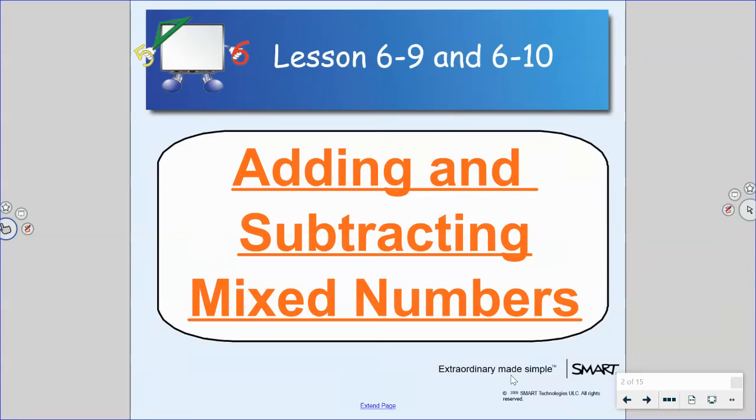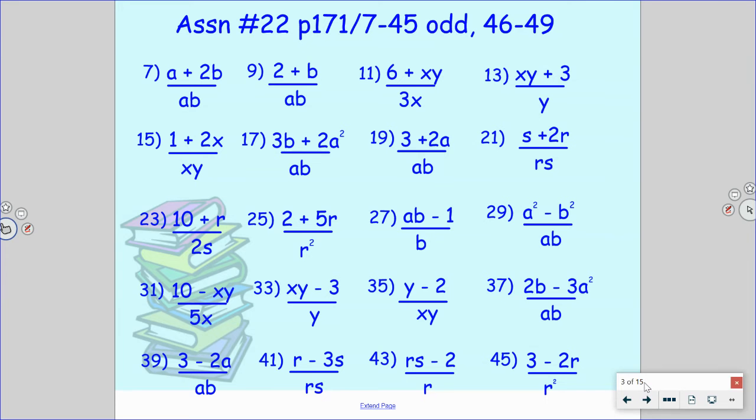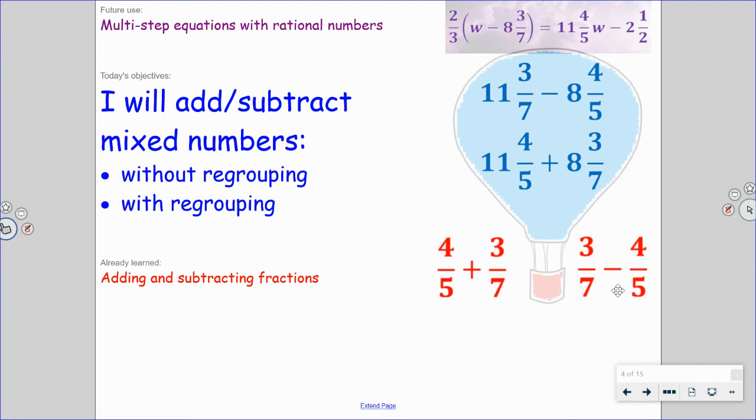And here we go, ladies and gentlemen, with lessons 6-9 and 6-10, adding and subtracting mixed numbers. Go ahead and pause, check your answers, come on back when you're ready. And so here we go.